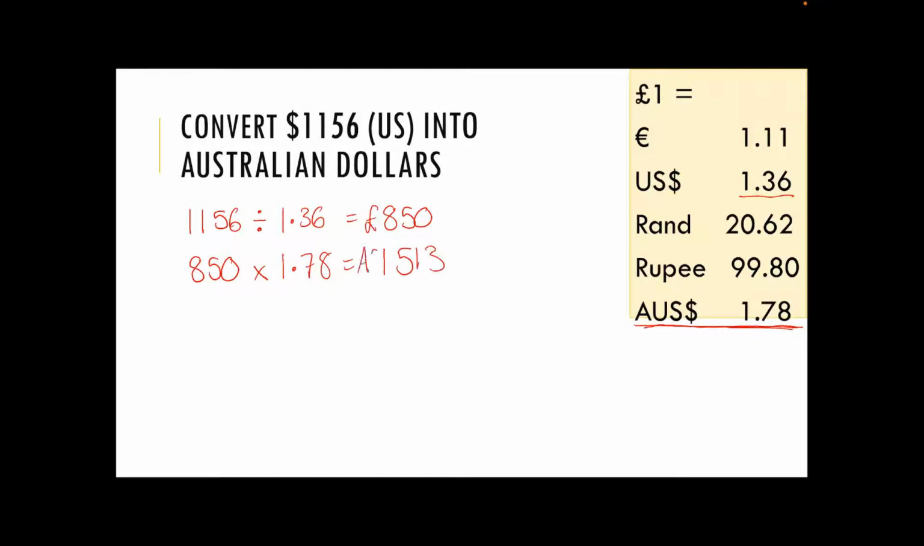1,513 Australian dollars. So usually we put a wee A or an AUS in front of the dollar sign for Australia so that we know the difference. Typically, if there's nothing written in front of our dollars, we do mean US, but the question will usually confirm that for you.